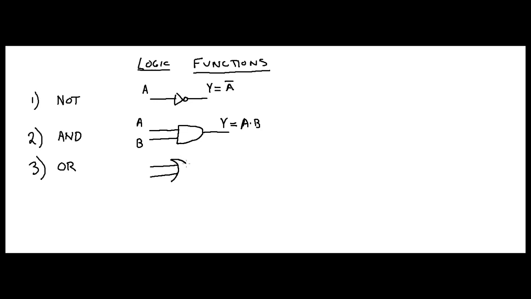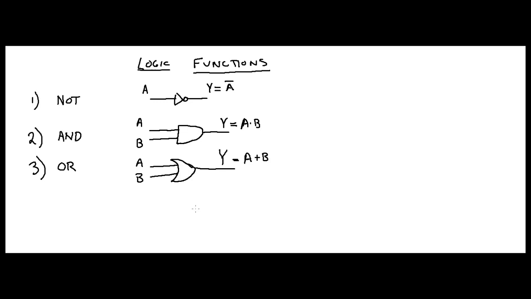Right there. The thing is, these have little wingtips here, all right? There we go. Now, for this one, Y is equal to A plus B, right? I'm sorry, I should use the term A or B. That's really the term, okay?